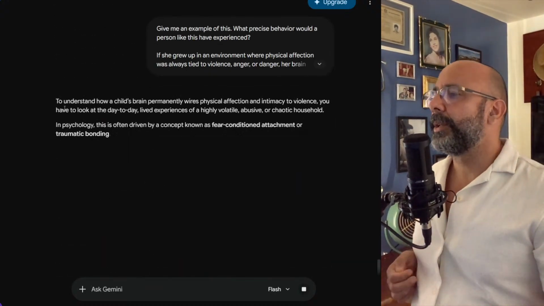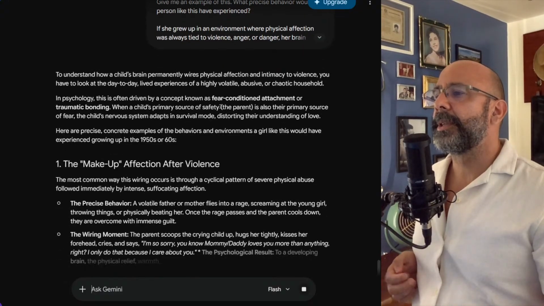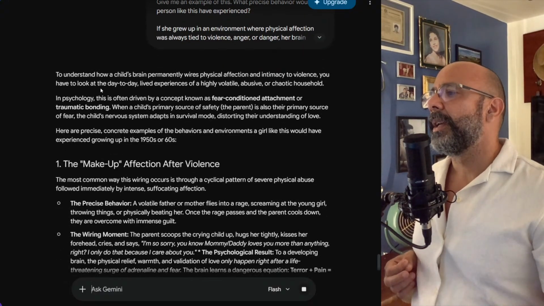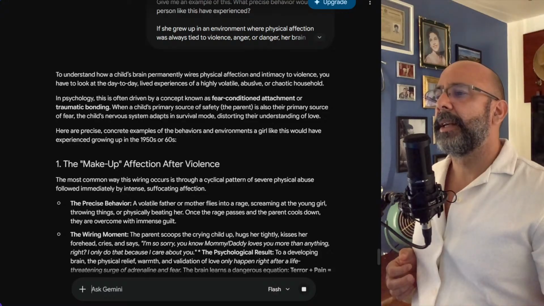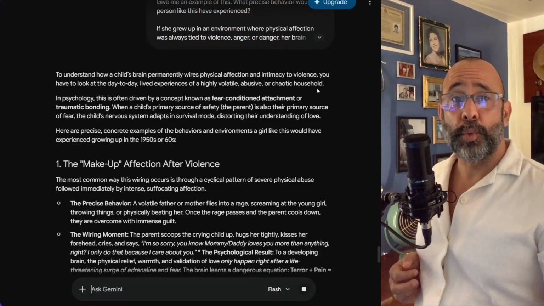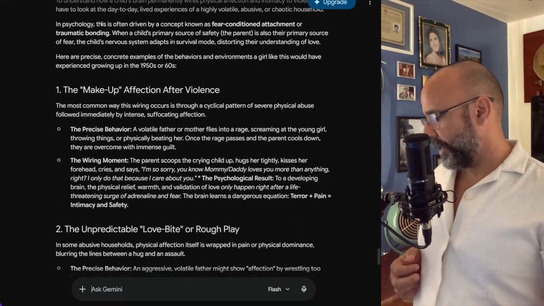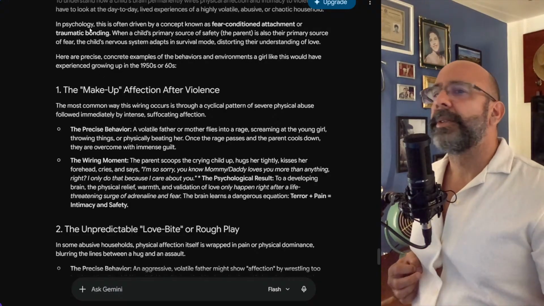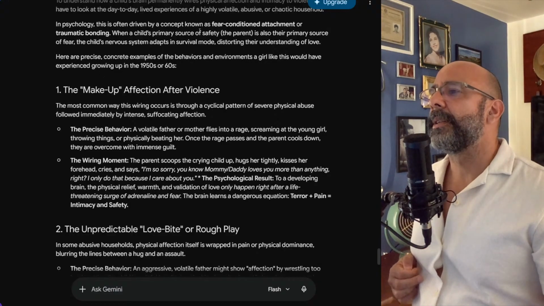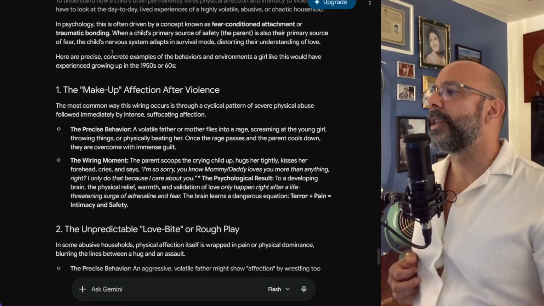So to understand how a child's brain permanently wires physical affection and intimacy to violence, you have to look at the day-to-day lived experience of a highly volatile, abusive, or chaotic household. In psychology, this is often driven by a concept known as fear-conditioned attachment. Okay.